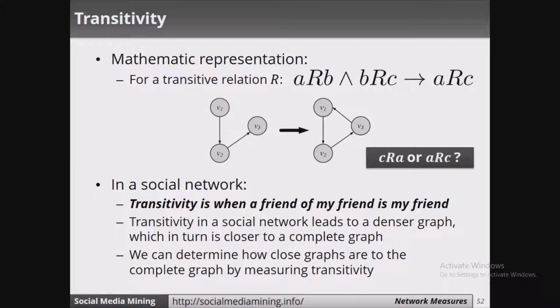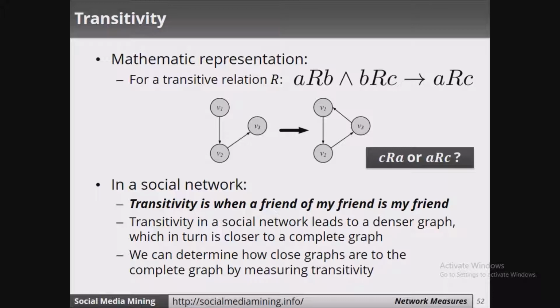So in a social network, what does transitivity mean? In a social network, transitivity is when a friend of my friend is my friend. If you have a friend, and his friend is also your friend, then there exists transitivity. Transitivity in a social network will lead to a denser graph, and a complete graph. So we will find out how complete a graph is by measuring the transitivity.